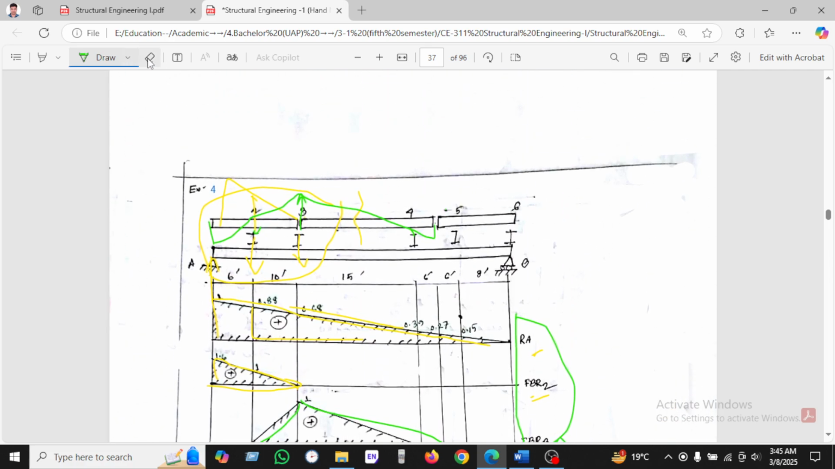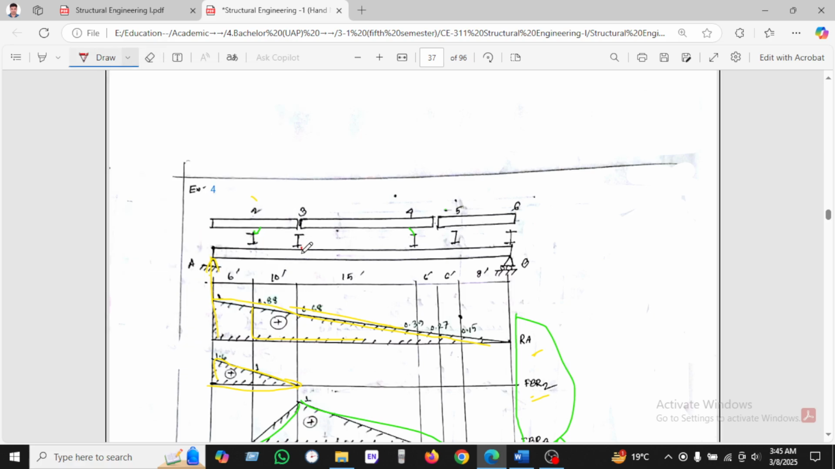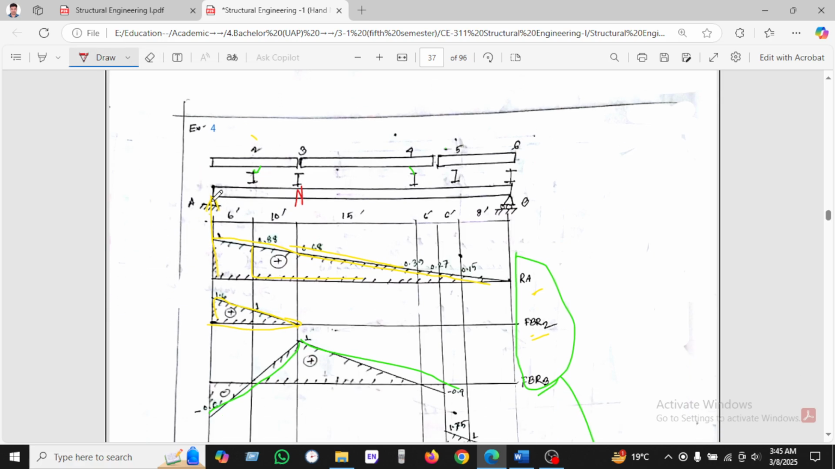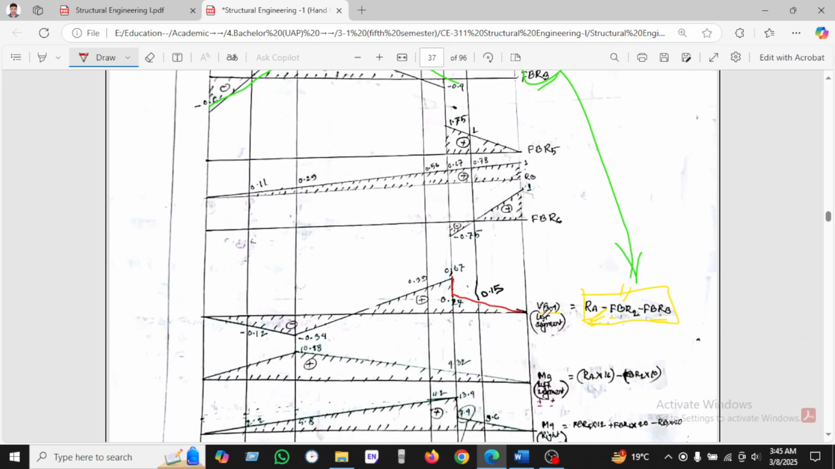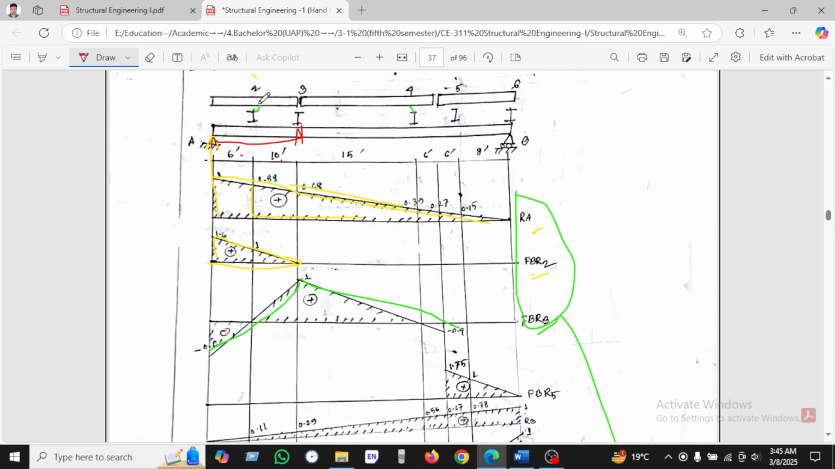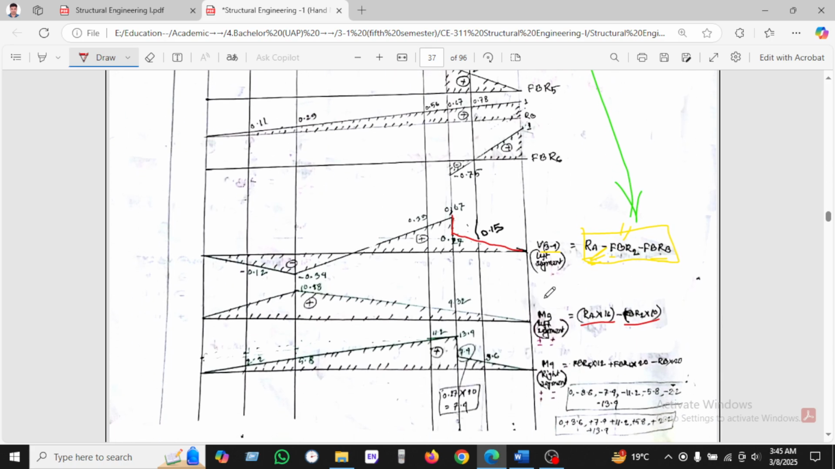I'm just erasing this here. So if we calculate the moment at this point, it will be force into perpendicular distance, which is RA into 10 into 6, which is 16. So RA into 16, and floor beam 2 into 10, so only floor beam into 10. So these are the equations.